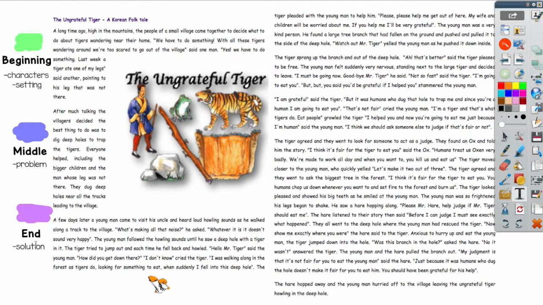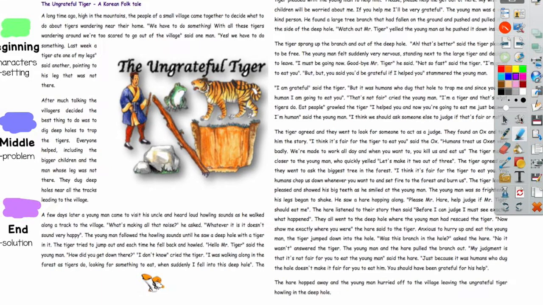Okay, so after reading this first paragraph, I already see some different things that are being mentioned that I need to highlight. So, first off, it mentions that they're high in the mountains and they live in a small village. That's the setting of my story. Also, it mentions different people talking, right? Those are the villagers. So let's keep reading.